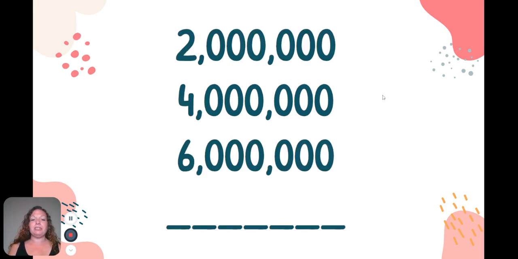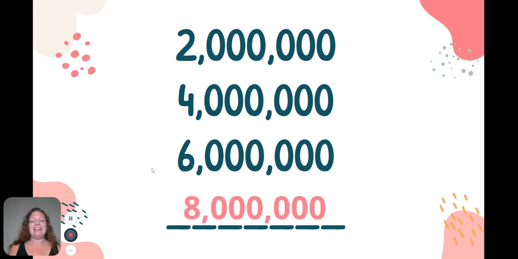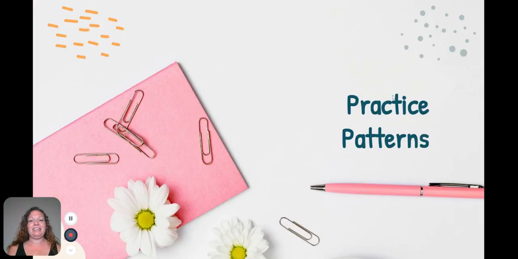Okay, this one's not as tricky as it looks. We're talking about millions. First we have 2 million, then we have 4 million, then we have 6 million. All of those zeros mean that I don't have to look at those digits. I'm just looking at 2, 4, 6, and I bet you just thought in your head 8. So 8 million. All right, so I want you to practice patterns, and there's a link for you for your independent practice today. I think you're going to do a great job. So good luck and work hard.